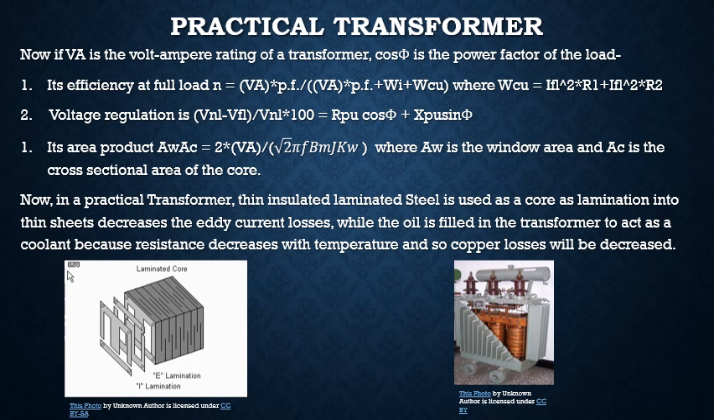Practical transformer. Now in a practical transformer, the efficiency, voltage regulation and the area product, that is the product of the window area and the core area, are given by these relations. Now in a practical transformer, thin insulated laminated steel is used as a core, as lamination into thin sheets decreases the eddy current losses. Oil is filled in the transformer to act as a coolant, because the resistance decreases with temperature and so copper losses will be decreased.